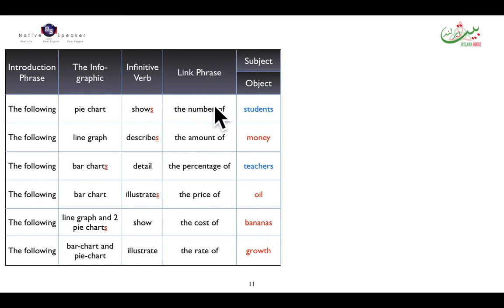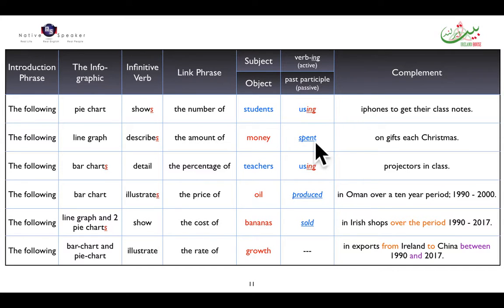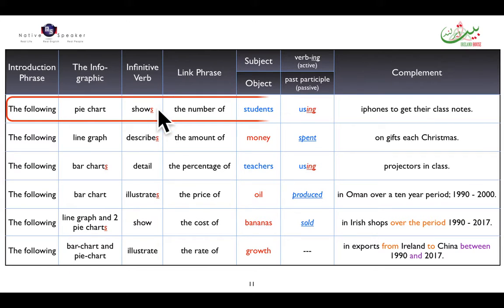And then the rest of it is the same again, the number of, the amount of, the percentage of, the price of, the cost of, the rate of, and then students using iPhones to get their class notes, etc. So very similar to the last time. But instead of saying, here we can see a pie chart showing, we've said the following pie chart shows. Again, this shows the examiner that you have range. Now, this is an option. You can start your first paragraph either with the previous formula of here we can see a pie chart showing, or you can start it with the following pie chart shows. So the following pie chart shows the number of students using iPhones to get their class notes.